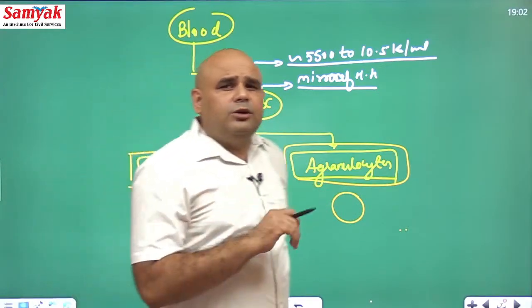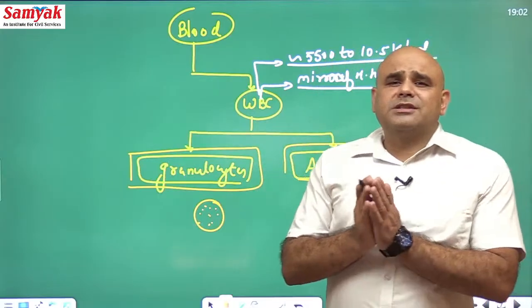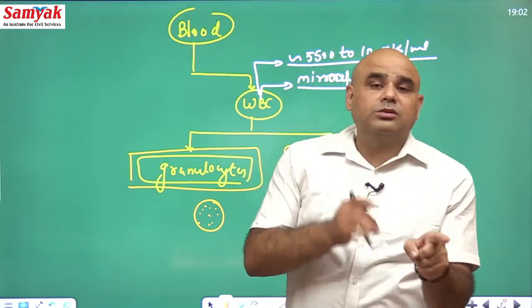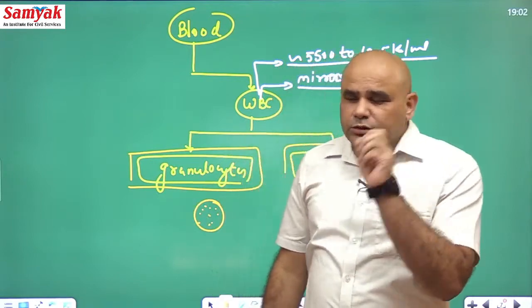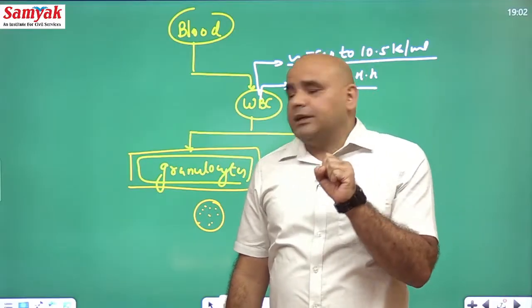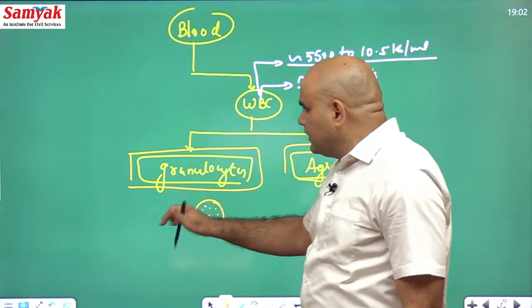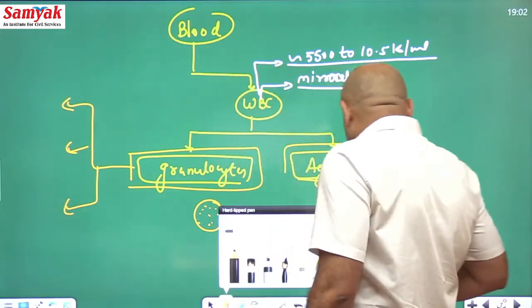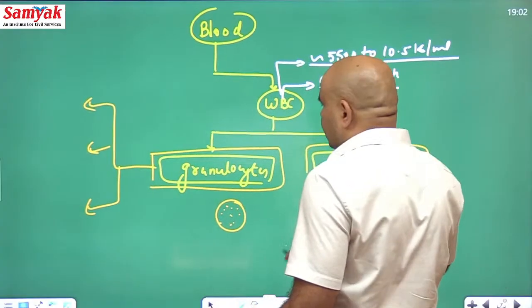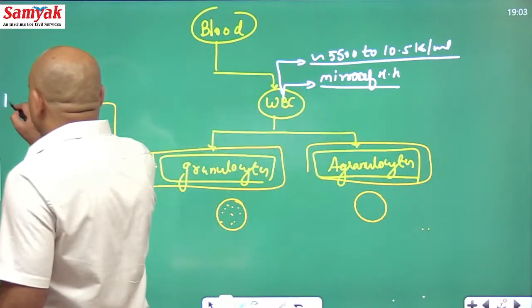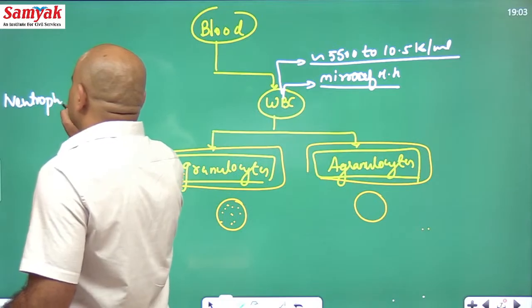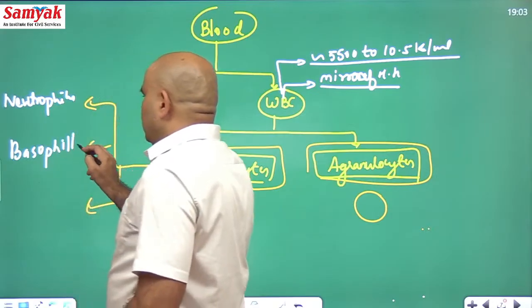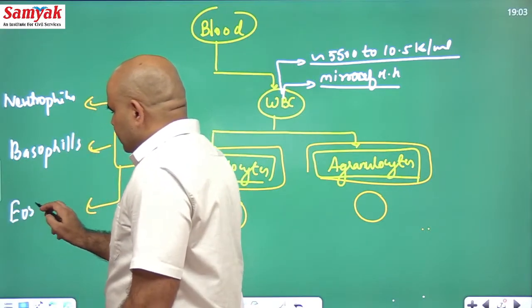Even if you observe your blood under proper staining facilities, under a good microscope, you can distinguish granulocytes and agranulocytes, because granules of WBCs will pick up the color of the stain. Now, granulocytes are further categorized into three types. One is neutrophils. Other one is basophils. And third one is eosinophils.